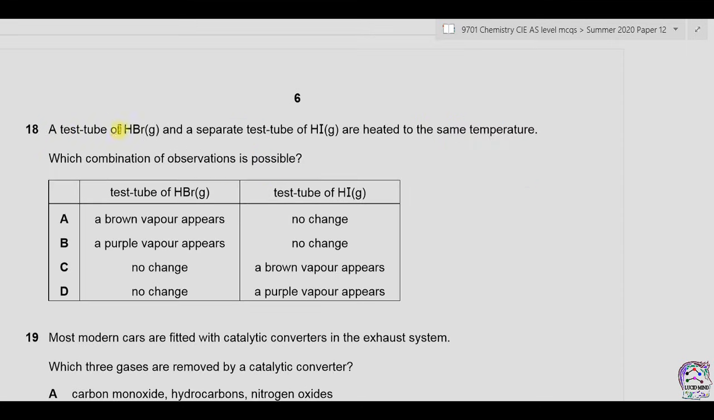Question 18. A test tube of HBr and a separate test tube of HI are heated to the same temperature. Which combination of observations is possible? Now we know that in hydrogen halides, HF has the strongest bond and HI has the weakest bond. This is because of the electronegativity difference.